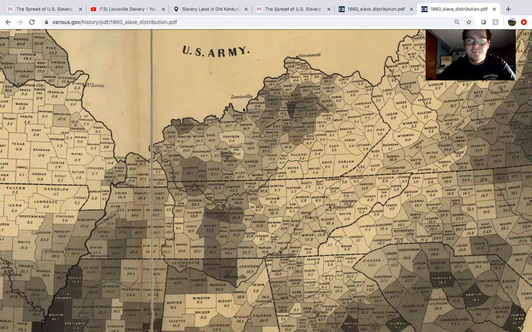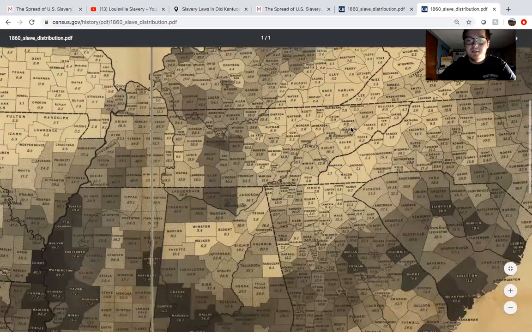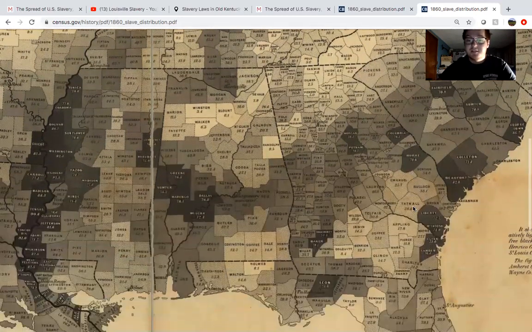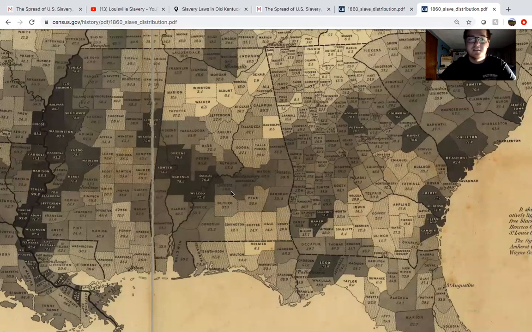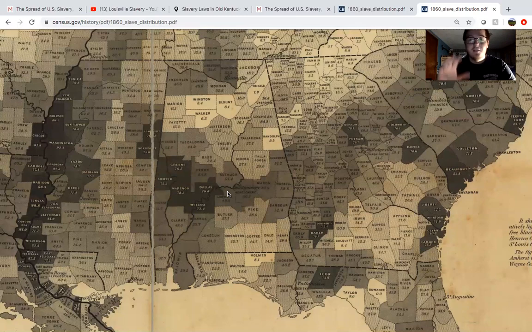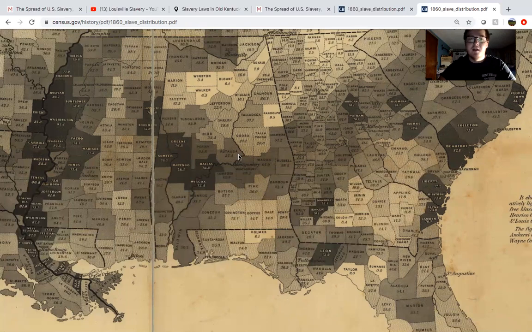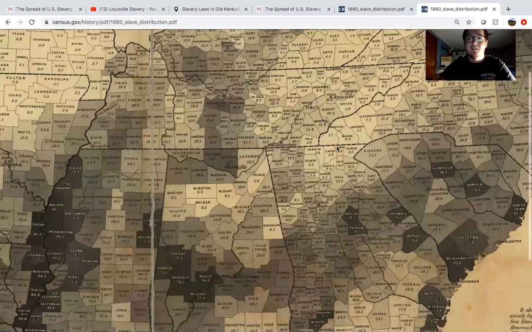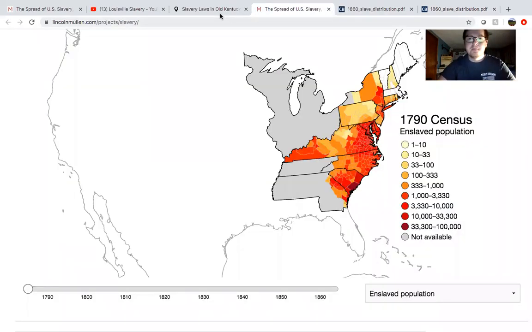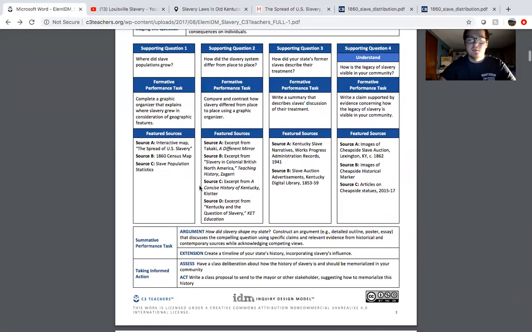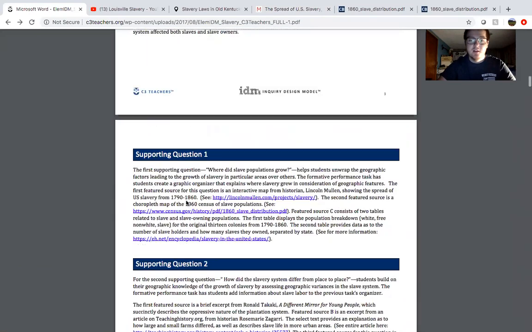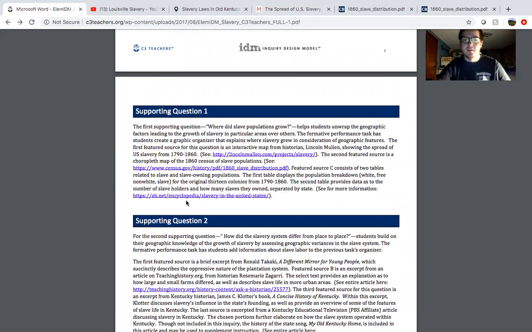Let's see if we can find, here's Louisville right here. And of course this border, we have the Ohio River running all the way up it. So we see this population of slaves. And then as we go deeper south, the slave population is unprecedented compared to more northern. Even in the South, the northern states did not have as many slaves as the deep South. So we see Georgia having a lot, Alabama having a lot, South Carolina, North Carolina having a lot of slaves. So use that when you're filling out your formative performance task for this first supporting question.